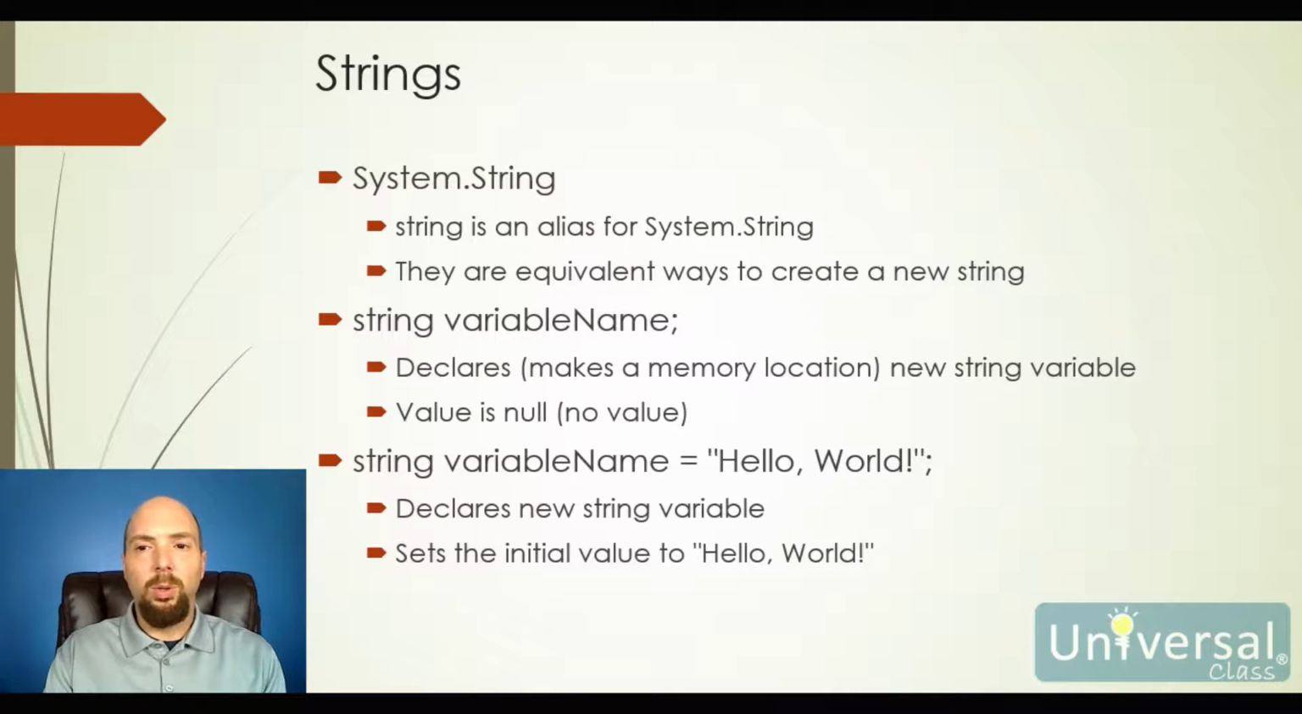It declares the memory location for the new string variable, but it simply leaves the value as null, which means that it has no value. Now, if I say string, type in a variable name, and set it equal to something, then I'm declaring the new string variable, setting aside a memory location for it, and giving it an initial value of hello world. Note that I do have to include the string in double quotes. This declares that it is a string value, and it will initialize this memory location so that it contains a value called hello world.